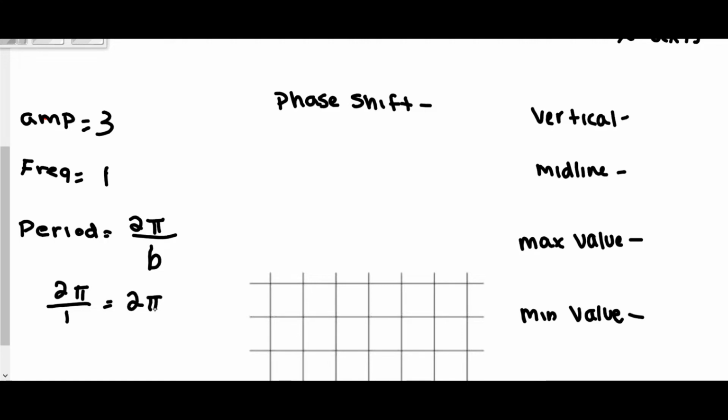I'm going to skip phase shift right now. We're going to come back to that. That's just a little bit difficult to understand. Let's just take care of the other easier values.